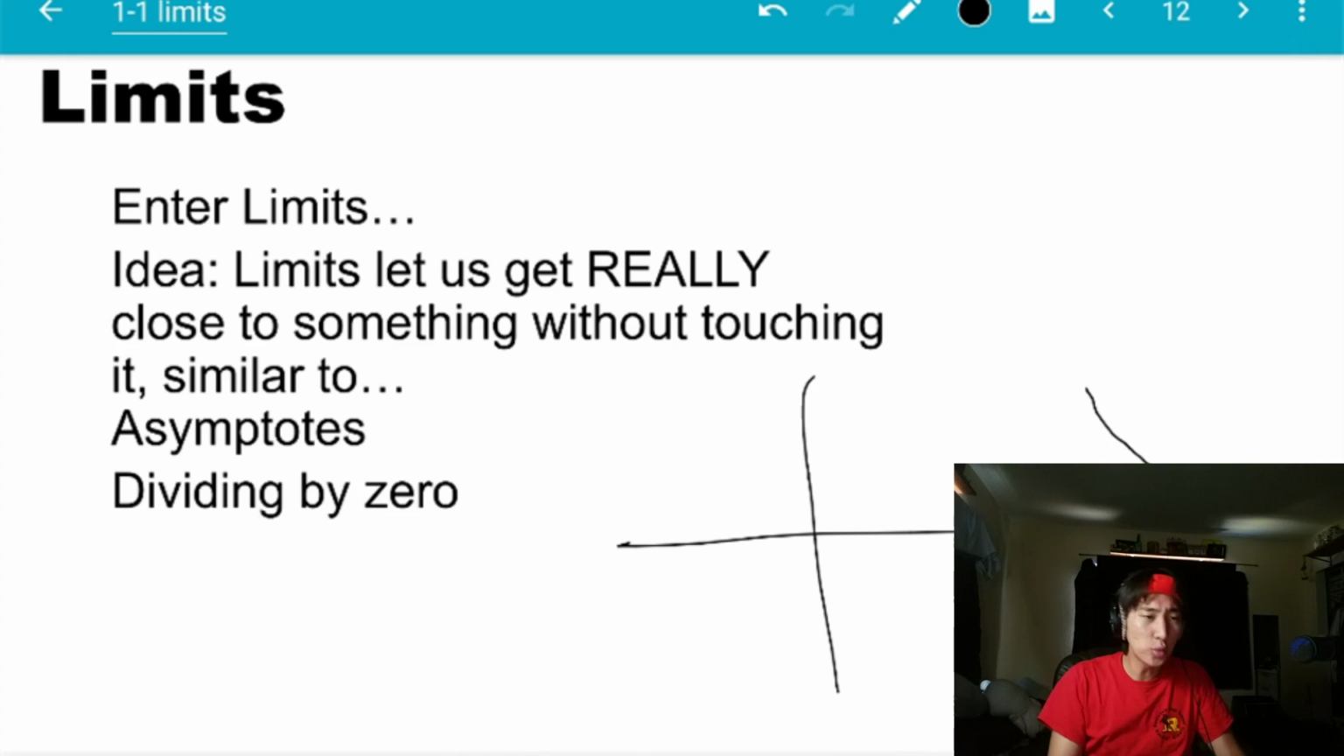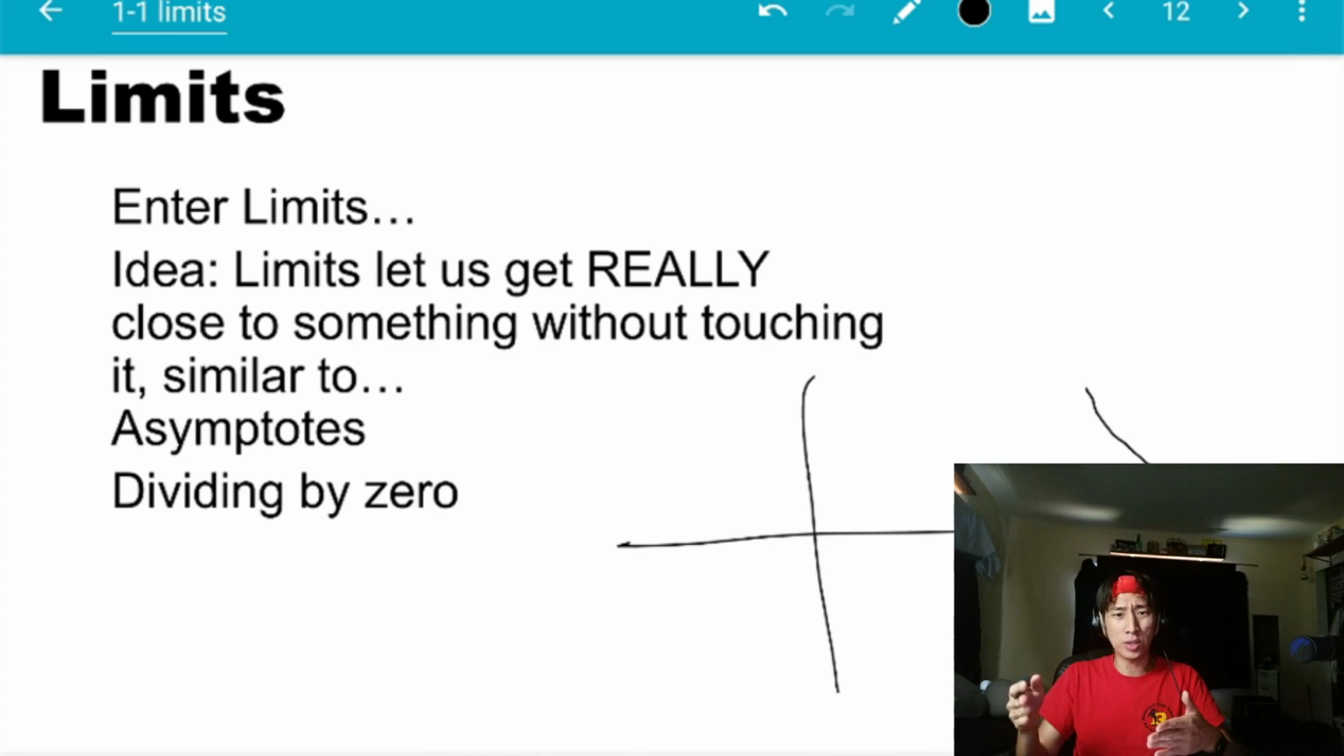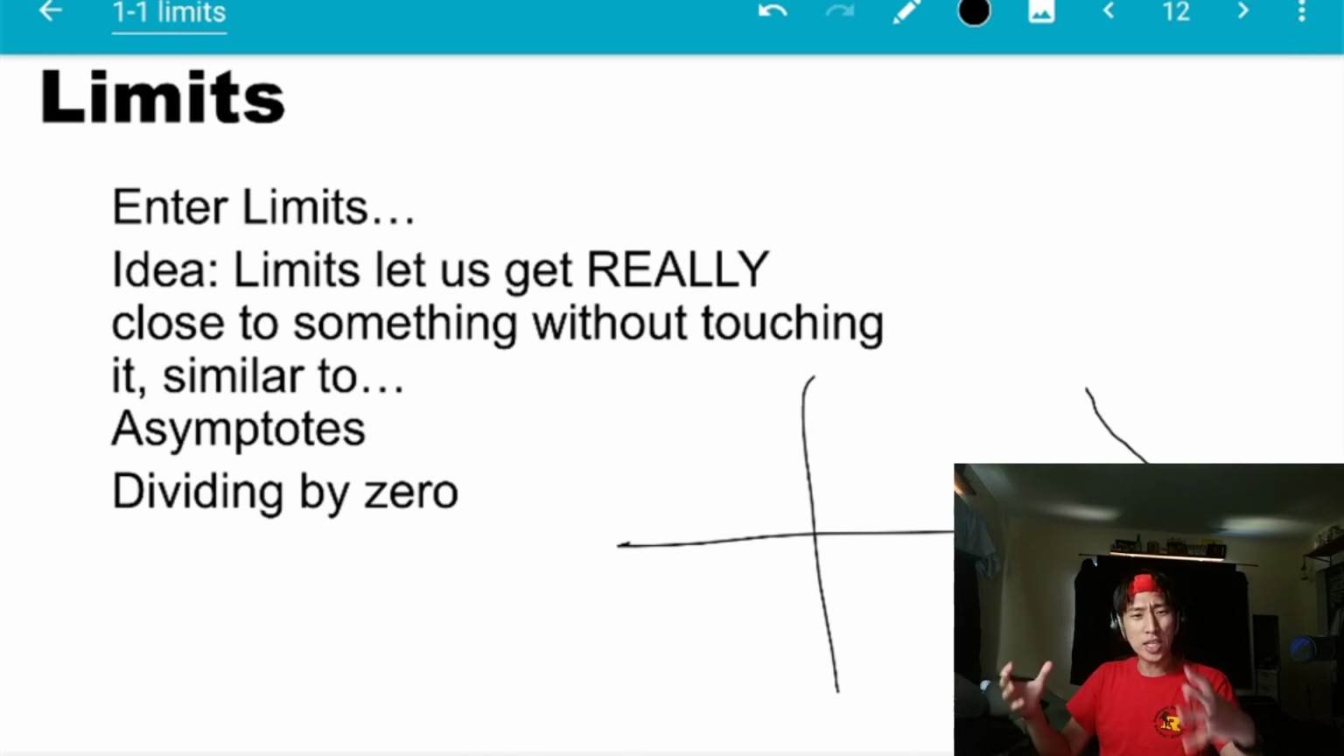And if your asymptote's at 1, you might not ever touch 1, but you might be at 1.0000000001 and all of these types of numbers. The closer you get to one, that's what's kind of going on.